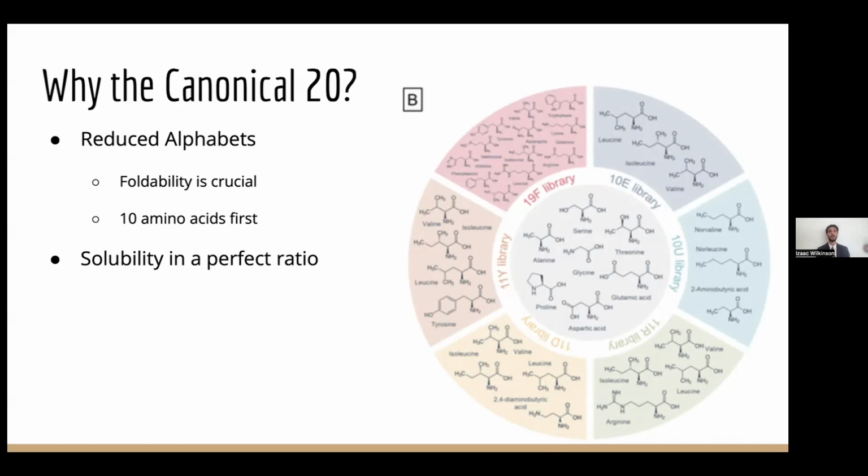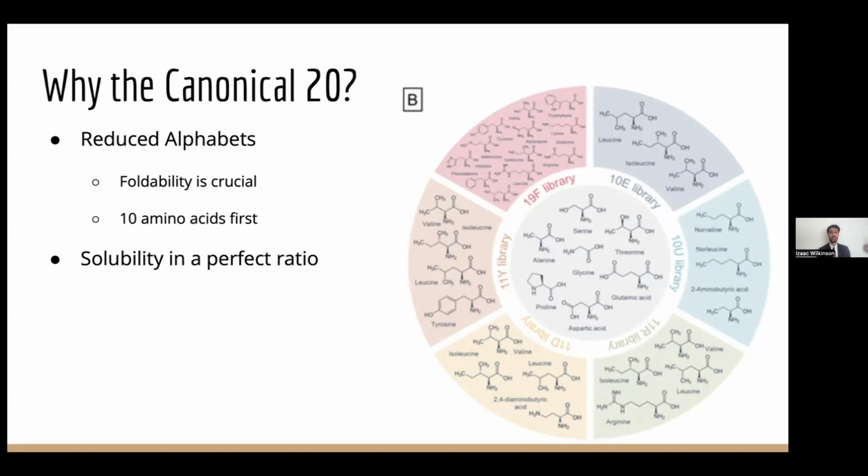10E is going to be the earliest prebiotic set that I was just discussing from the reduced alphabets experimentation. 10U is where we start to get into some of our experimental groups. This is going to be our unbranched alternatives, where we are using norvaline, norleucine, and 2-aminobutyric acid as amino acids to see if they can also allow for folding.